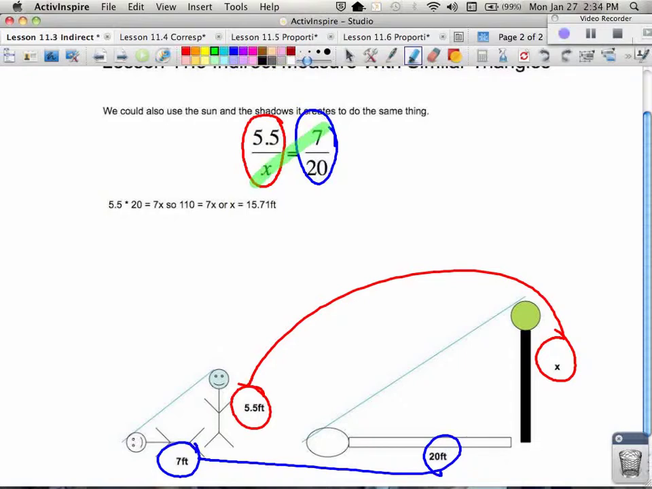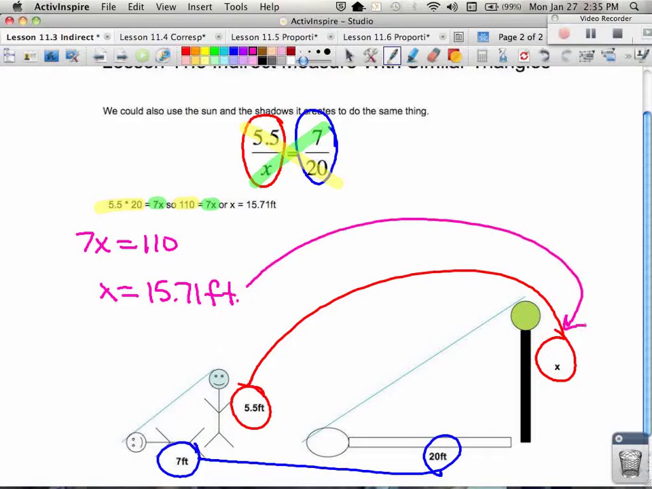We're going to multiply the 7 times the x, which is, in other words, 7x. And we're going to multiply the 5.5 times the 20, which is the same thing as 110. And so now you're looking at your 7x equal to 110. Divide both sides by 7, and you find out that that light pole is 15.71 feet tall. That's your x. So again, once you know that two triangles are similar, set up the ratios equal to each other, cross multiply, and then divide.